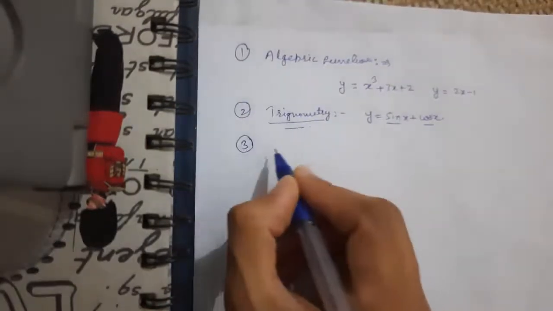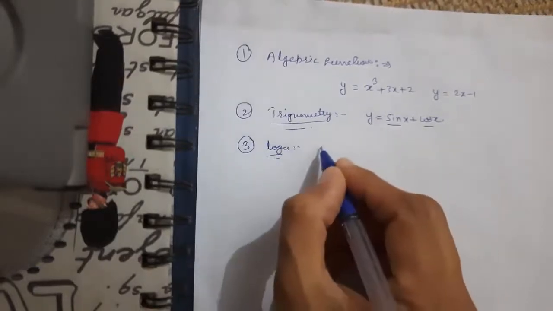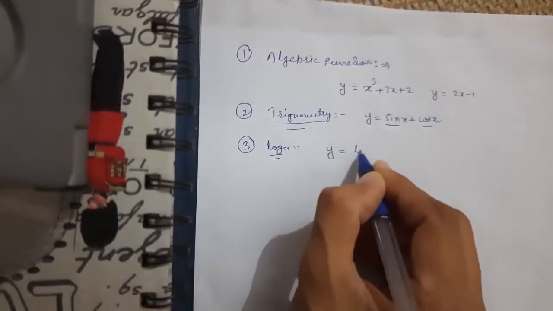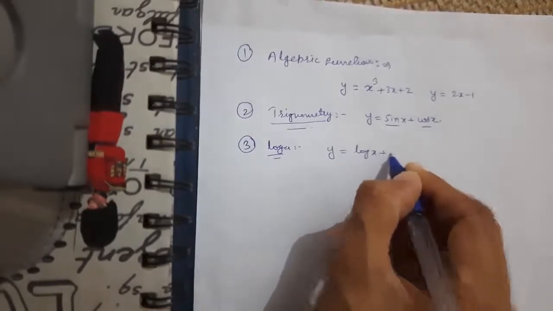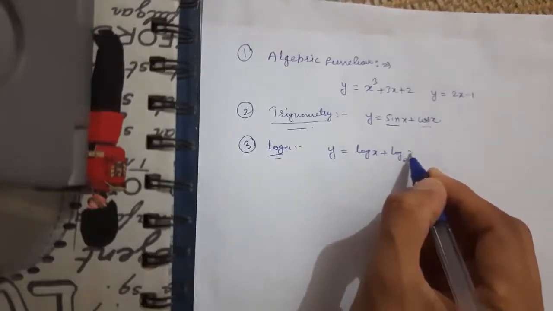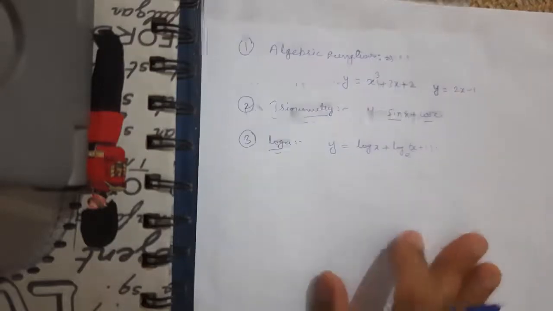The third function is the logarithmic function. I am not explaining this much because it is quite simple. So if a function has some logarithmic term, then it is called a logarithmic function. An example is this kind of function.